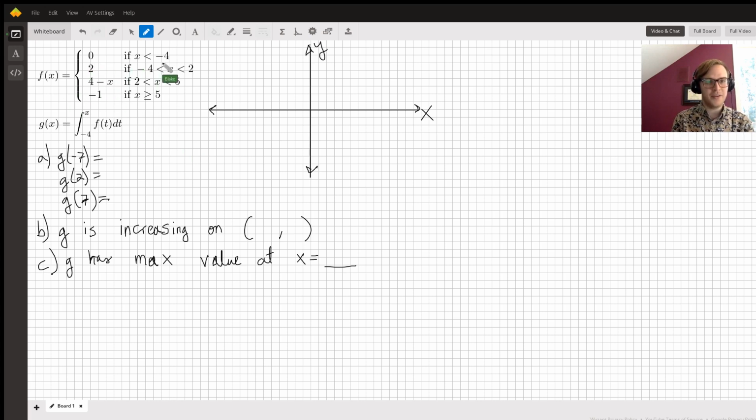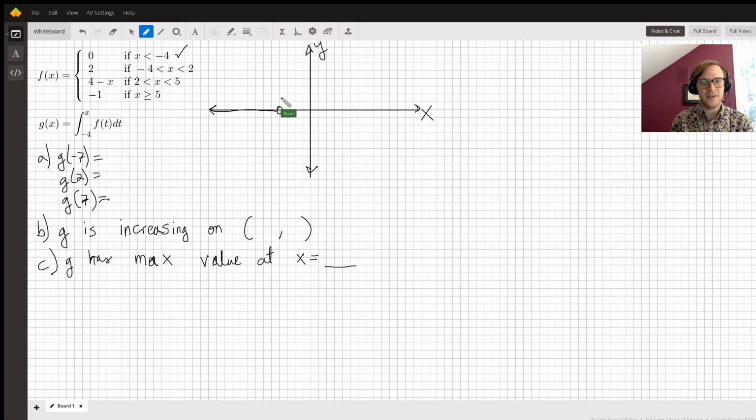So f of x is equal to 0 if x is less than -4. So let's find -4. We're going to put an open circle here. And then f of x is equal to 0 for everything less than -4. So that's the first part. Check.